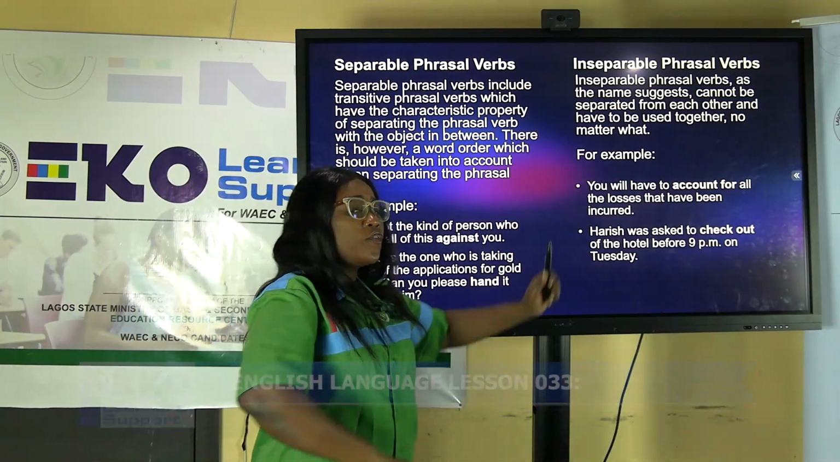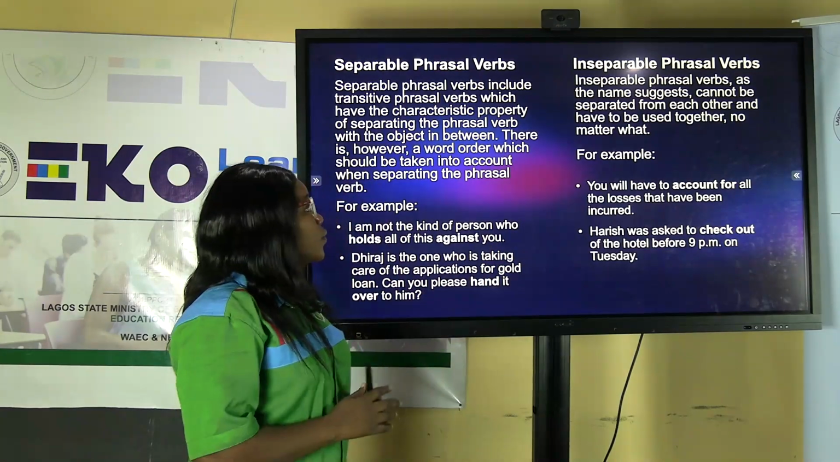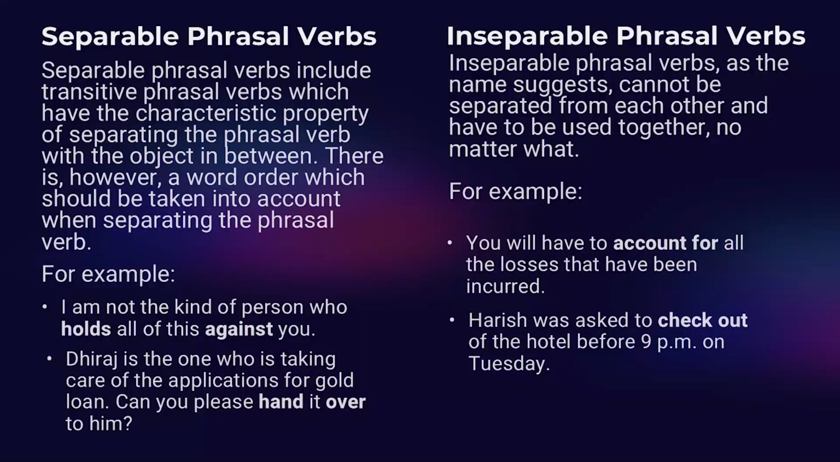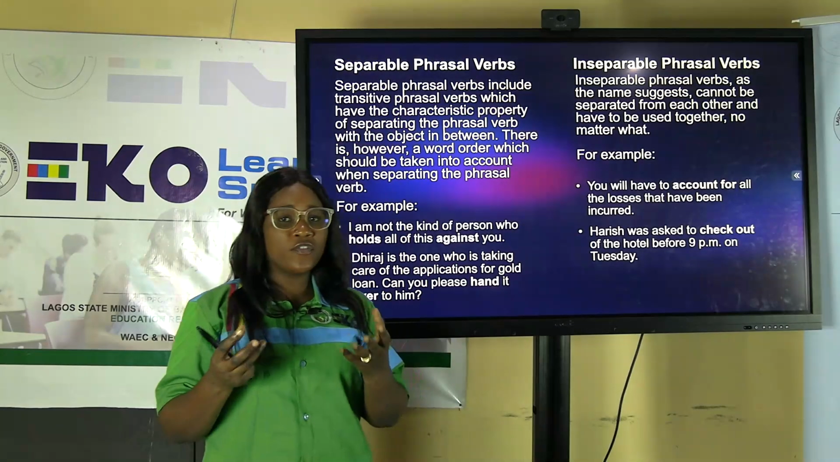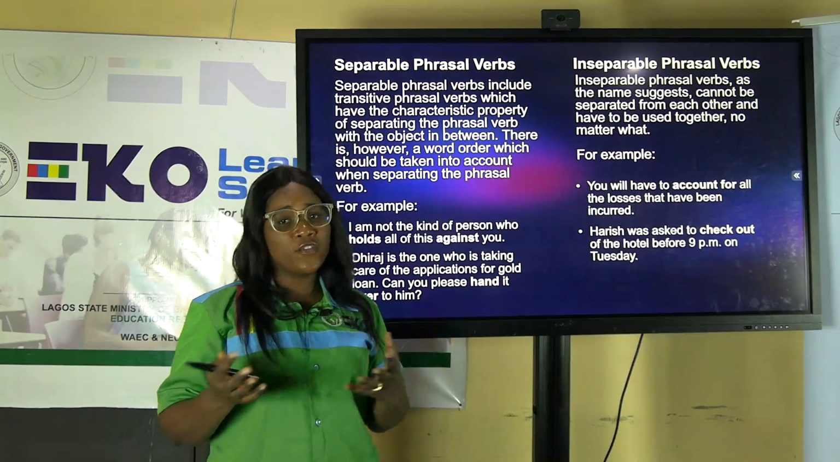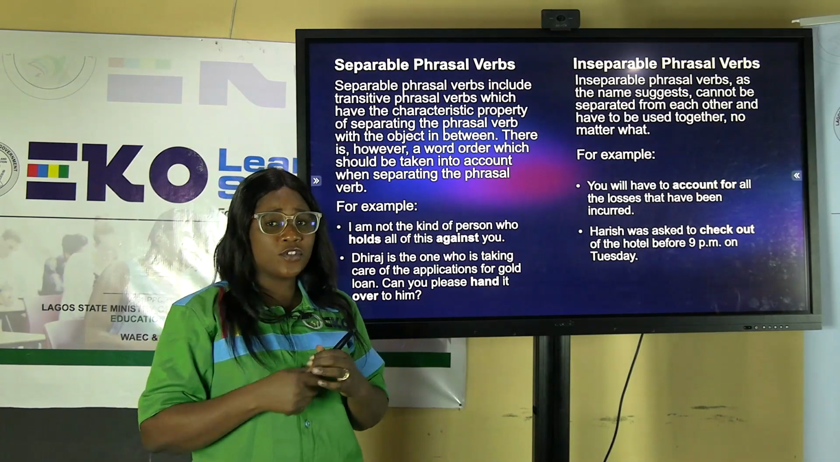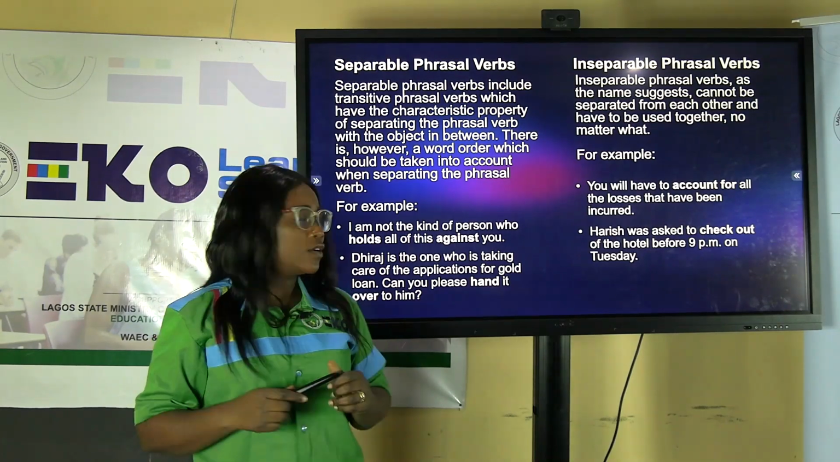Okay? And then we have the fourth type of phrasal verb, which is the inseparable phrasal verb. Here, an inseparable phrasal verb, as the name suggests, cannot be separated and has to be used together no matter what. For example, you would have to account for all the losses that have been incurred. Account for. What part of speech is for? You know, it's either a preposition or an adverb. Which is it? Of course, an adverb.